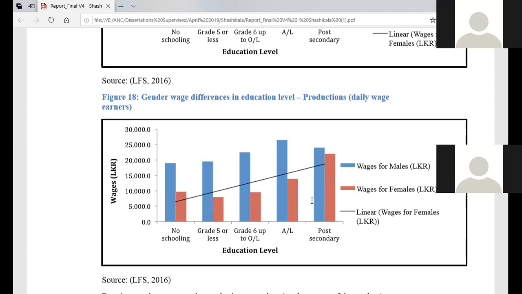Then you can see here again there's an overall increase, but in all cases you find there is a gap between male and females. However, it is the least when you find the post-secondary education level.